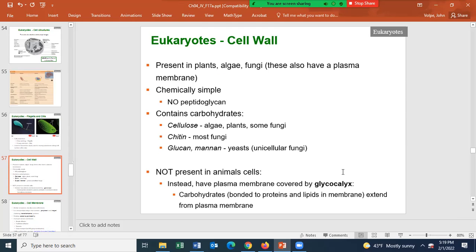Eukaryotic cell wall, it is present in plants, algae, and fungi, not in animal cells. It's chemically simple. There are no peptidoglycan molecules in eukaryotic cell walls. We're only going to talk about algae, plants, and some fungi. Cellulose is the molecule which makes up the cell wall. We're not going to talk about the other cell walls. Cell wall is, of course, not present in animal cells. They do have a plasma membrane. The plasma membrane may be covered with a glycocalyx.